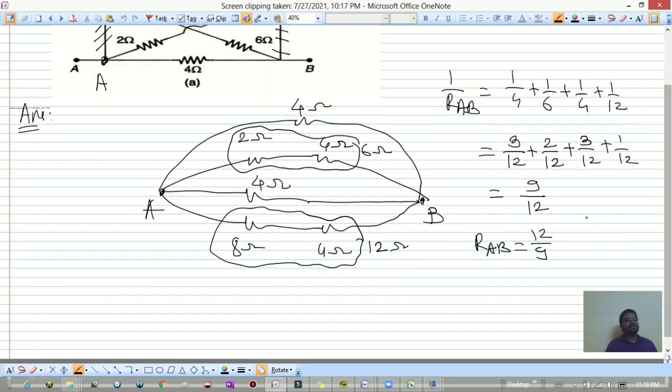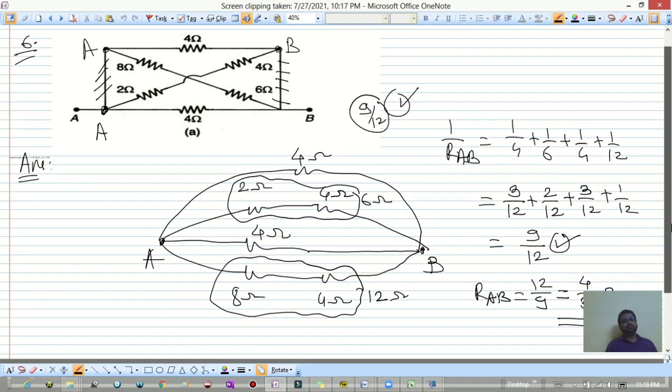Some of you will calculate till here correctly, and in the options you will see 9 by 12 and you will mark this, and the easy 4 marks you will not get, isn't it? So you have to be very careful about this, right? So 12 by 9 indicates what? 4 divided by 3 ohm. So I hope this is clear to you all.